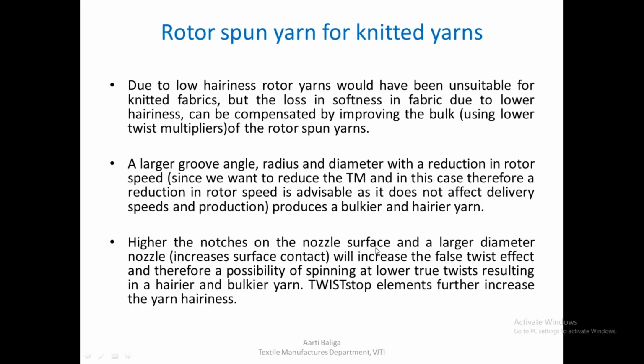Higher the notches on the nozzle surface. The nozzle surface also contributes to a large extent, so higher the notches and a larger diameter, both these factors would lead to more grip, or increase the surface contact of the yarn with the nozzle, which will definitely increase the false twist effect. Therefore we are provided with an opportunity to spin the rotor yarn at a lower true twist, which will automatically again result in hairier and bulkier yarn.